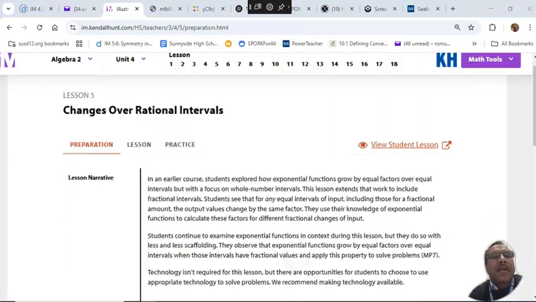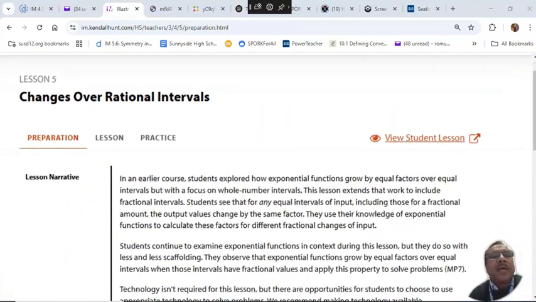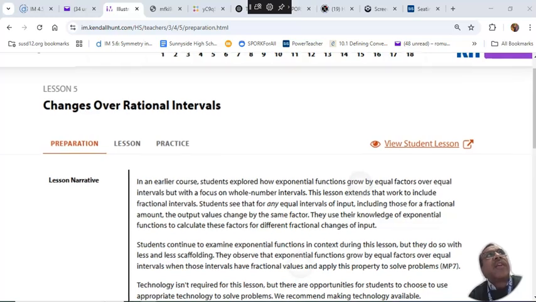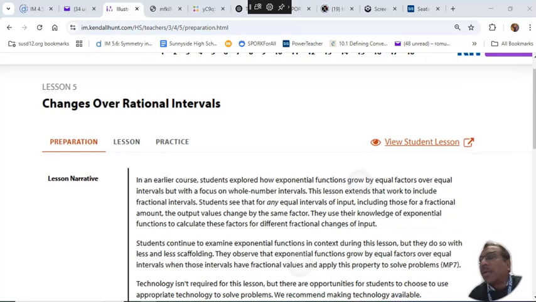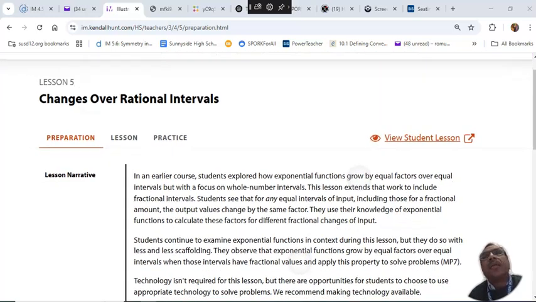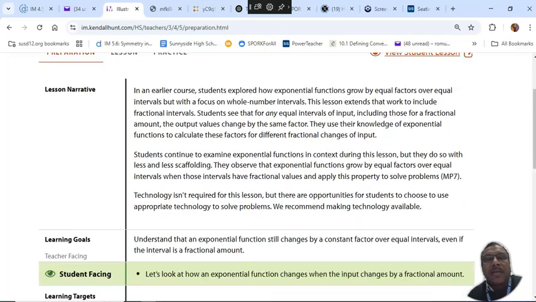Okay, this is lesson number 5, and it says changes over rational intervals. Now, what do rational intervals mean? Not changes from 1 to 2 or 2 to 3. It could be a fraction, like 2.5 to 3.5, right? So that's the goal of the lesson.